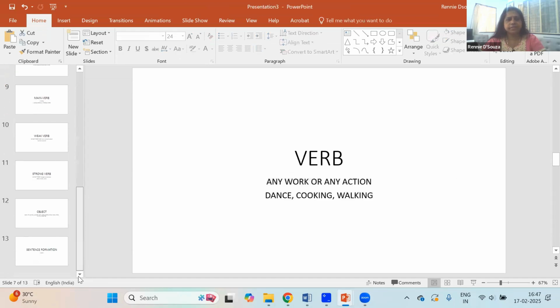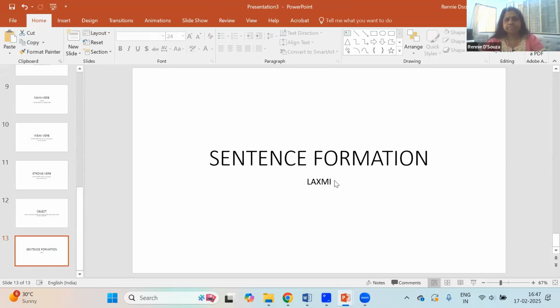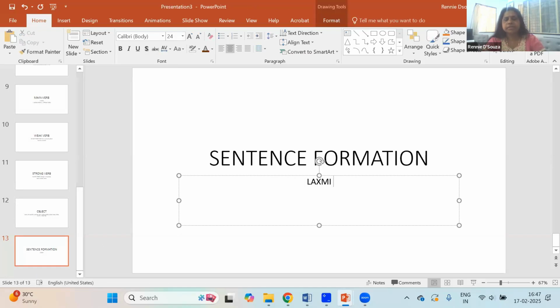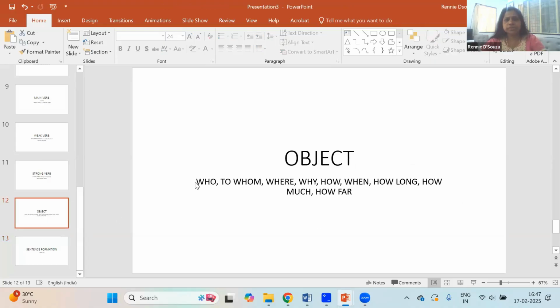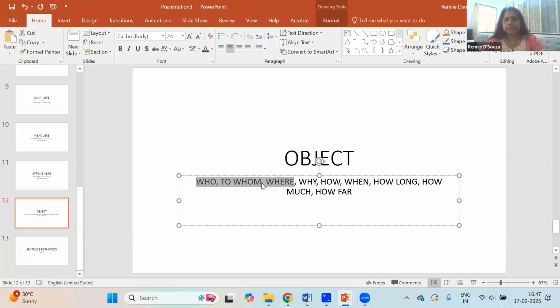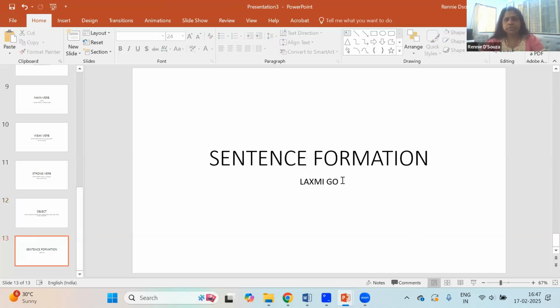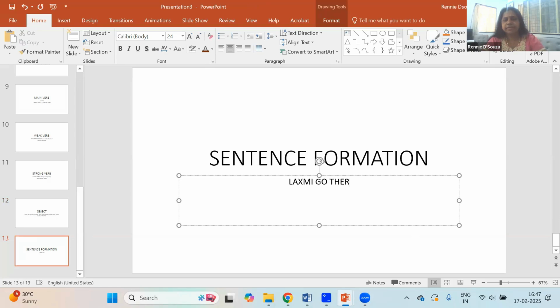Next, the second part is verb. Verb is any work or action. So after noun or pronoun we should add an action or any verb, that is go. Go is a verb or work, right? That's the second part. And now the third part. The third part is object. Who, to whom, where, why, how. Any of the answers should come in the third part of a sentence. Lakshmi go there. Lakshmi is noun, the first part. Go is verb, the second part. And there is where, that is the third part.